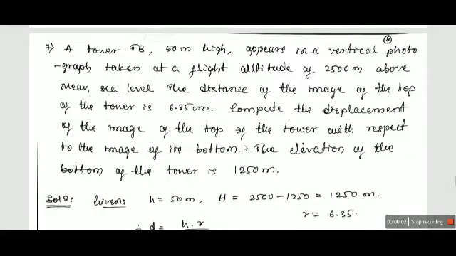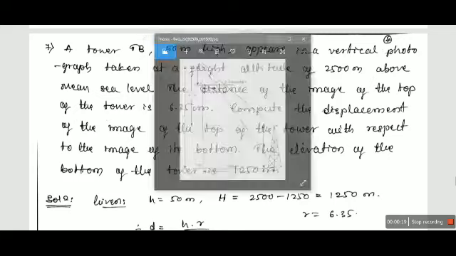Next one: a tower TB, 50 meters high, appears in a vertical photograph taken at a flight height altitude of 2500 meters above the mean sea level. Okay, just observe here.